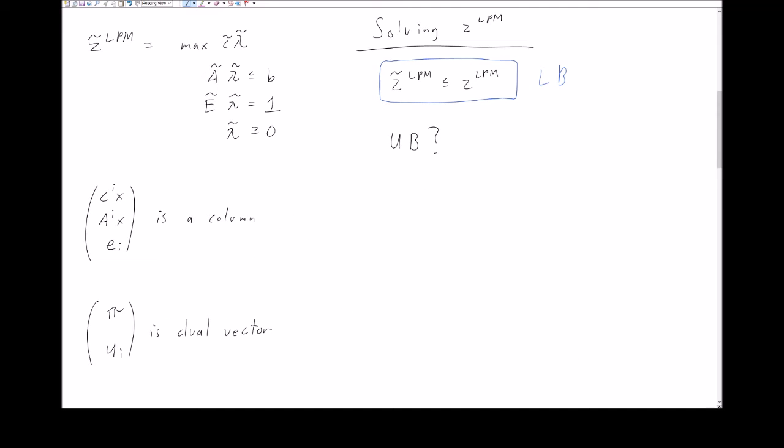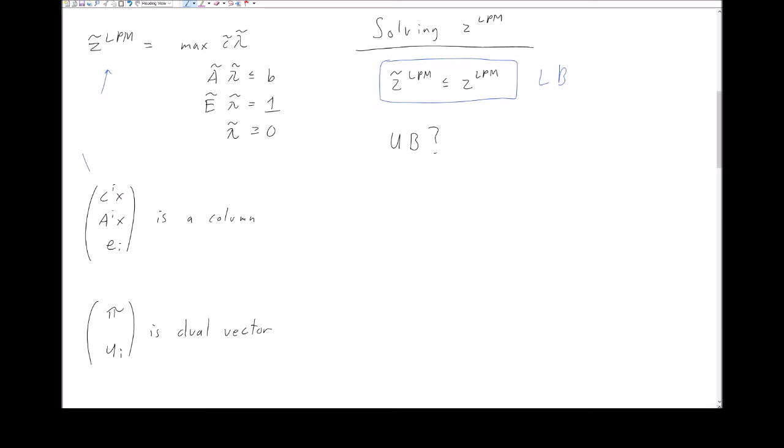Before we look at how we're going to add columns to our program, we're first going to recollect some of our notation. First, recall that we have Z tilde LPM. This is the restricted linear program master solution. In this linear program, we have the tilded versions of all of our quantities.